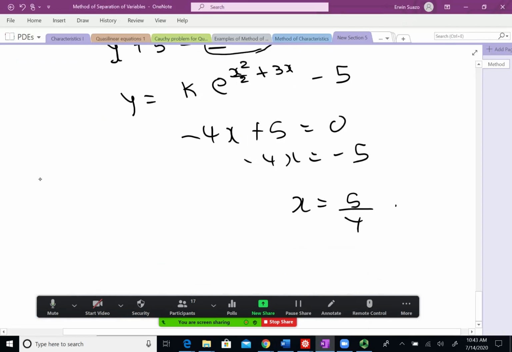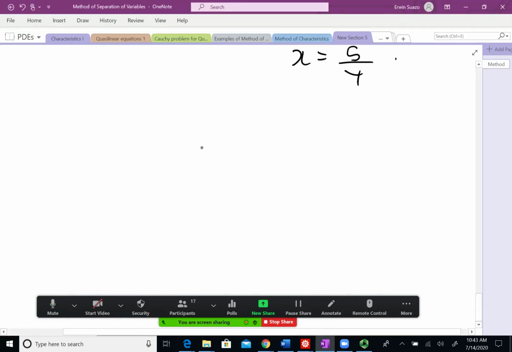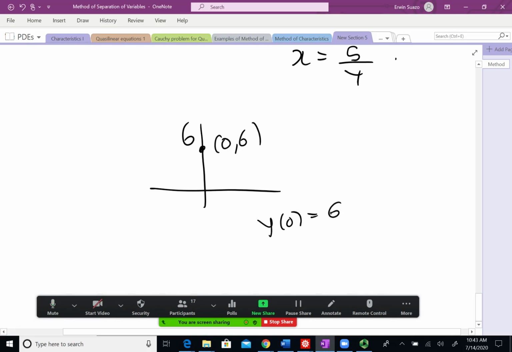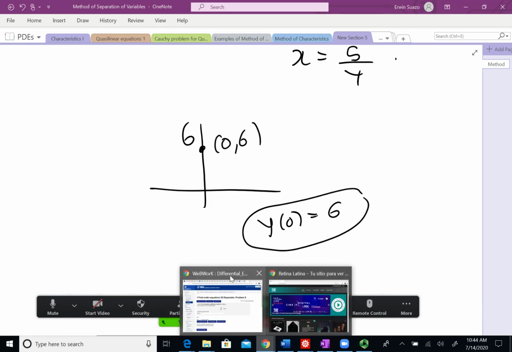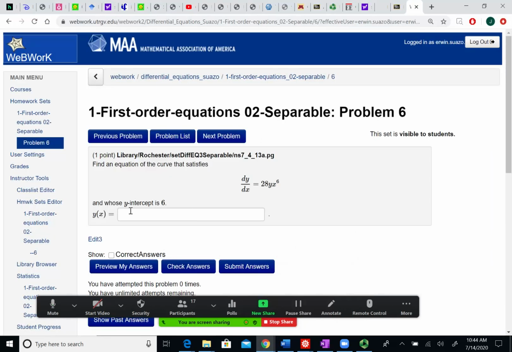So that means the y-intercept is 6. This point is really (0, 6). So you have the condition y(0) equals 6. It's another way to say y(0) equals 6. The y-intercept is 6. So you need to solve that equation. Solve this equation with y(0) equals 6.